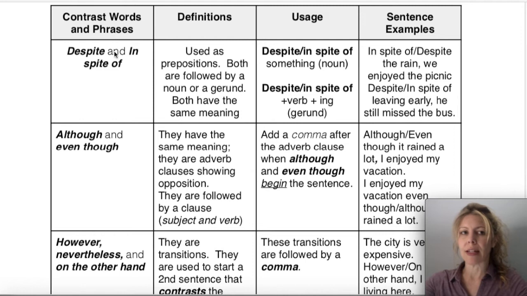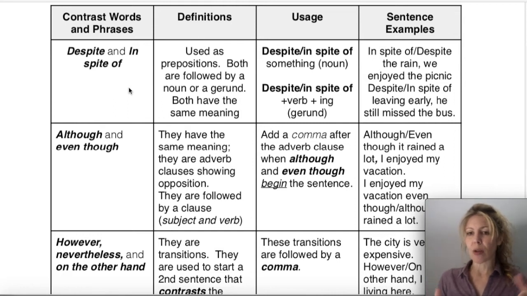The first one we're going to look at is despite and in spite of. These are actually prepositions. What did we learn about prepositions and what words can follow prepositions? Back in Unit 1, remember, they both can be followed by a noun or a gerund. Basically, despite and in spite of have the same meaning. If you say despite something, that means one thing is not going to have an effect on the other thing, or in spite of.